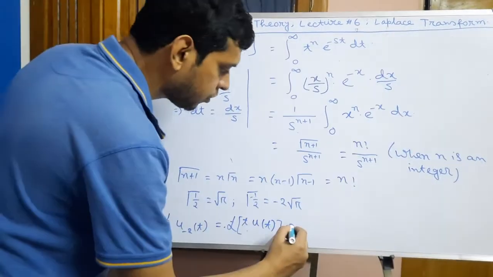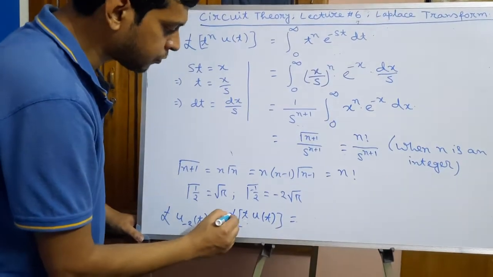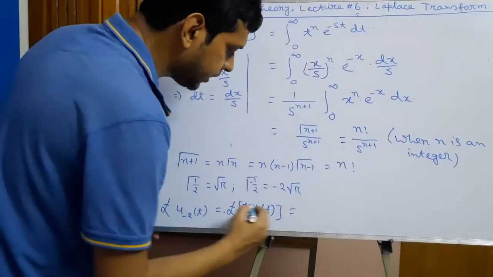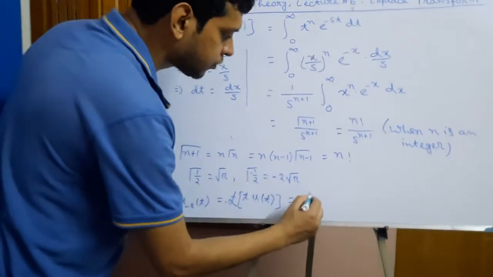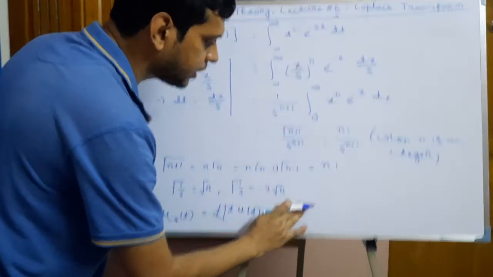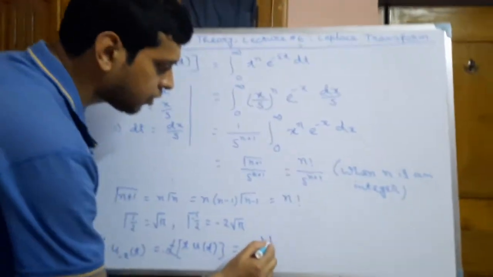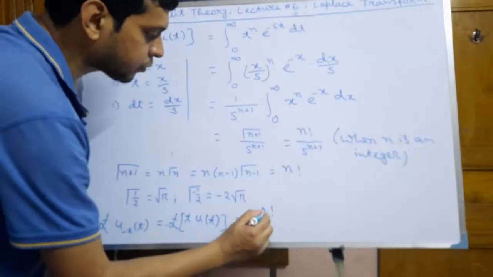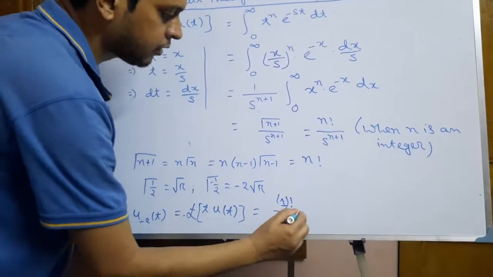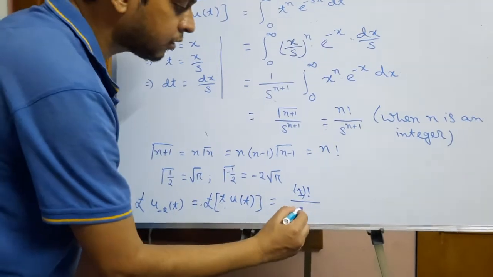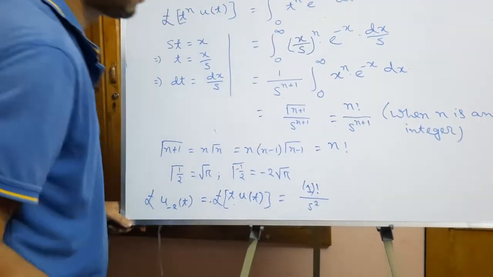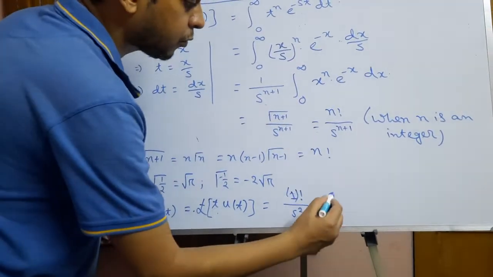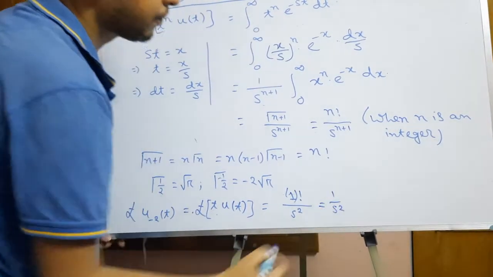So the Laplace transform of t is what? Here n equal to 1. So this is gamma n plus 1, that is factorial n, or factorial 1 by s to the power 2, or 1 by s square. Okay.